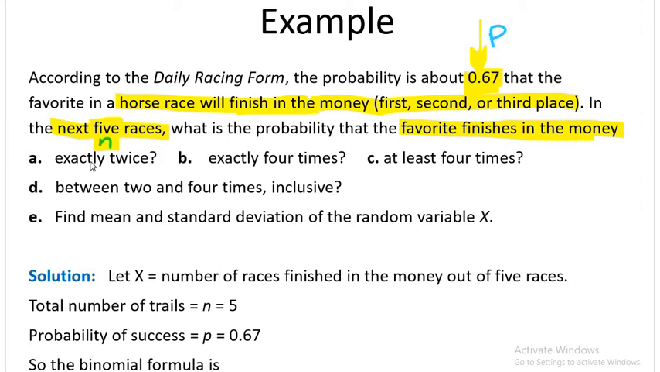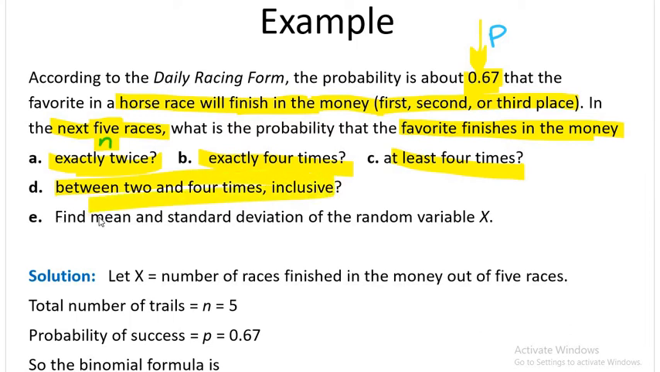So he asks, what is the probability that out of 5 races you finish in the money exactly 2 times, exactly 4 times, and at least 4 times? So these are 3 questions. Then part D, between 2 and 4 times. One by one I can answer.